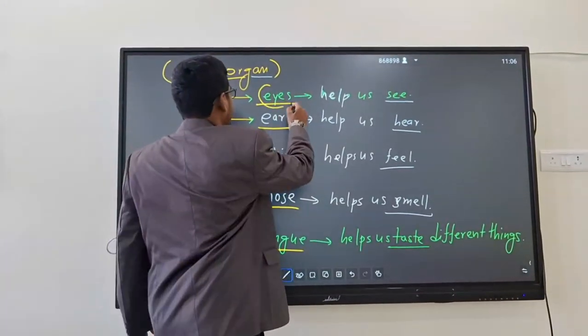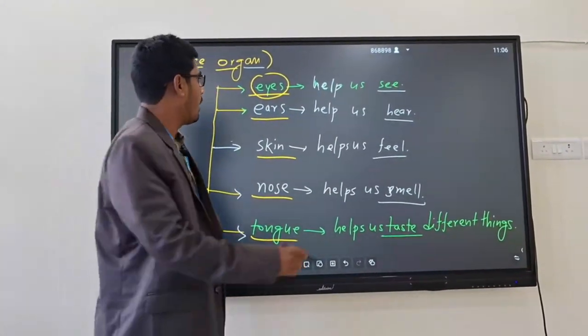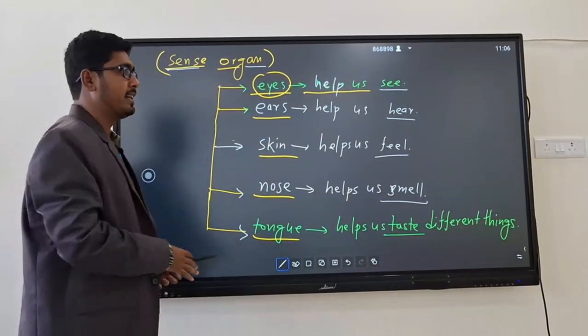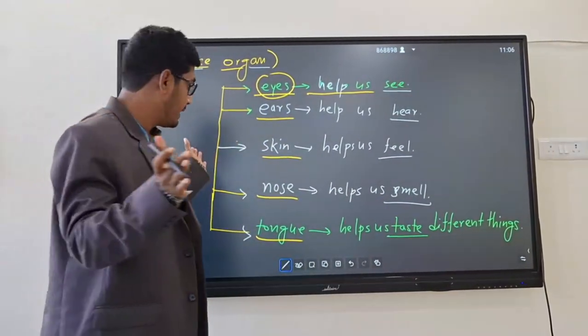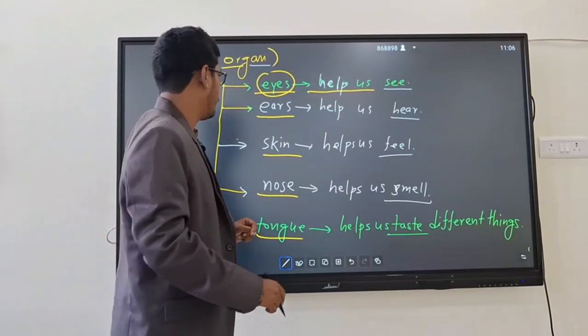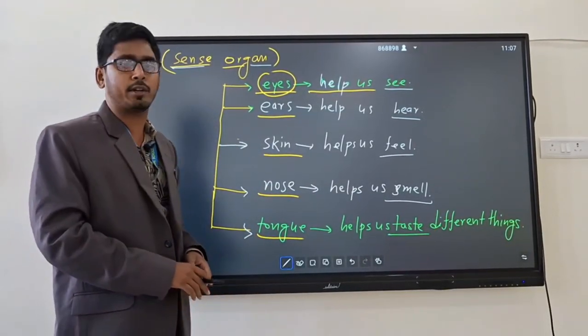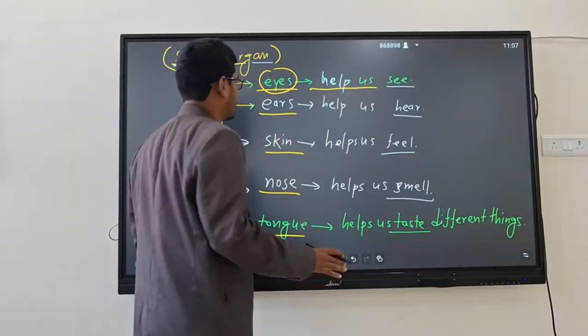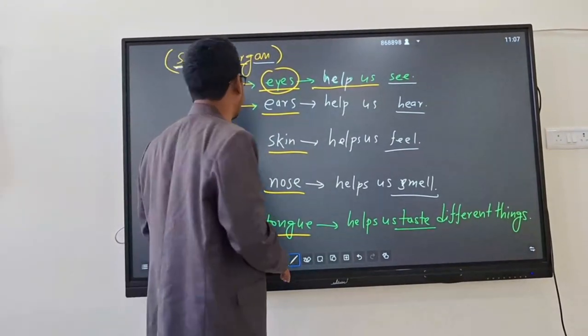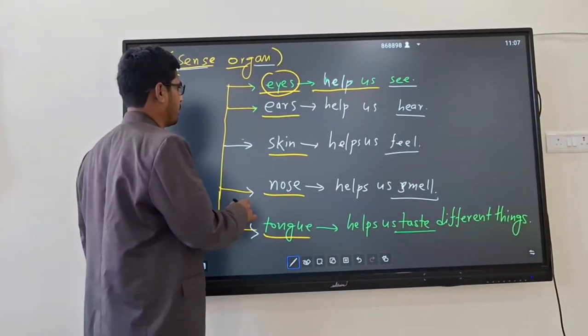So what is the function? What is the function of the eyes? The eyes help us to see whatever is in nature, in our earth. Whatever we can see, we see with the help of the eyes. If your eyes are damaged, then you cannot see the sea, the mountain, the food, anything else, if your eyes are damaged or destroyed.